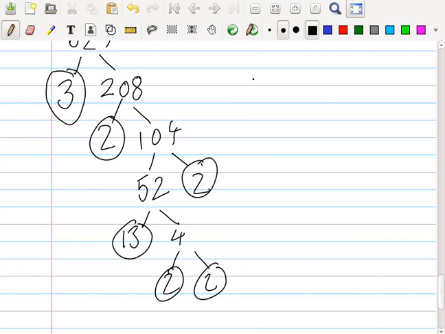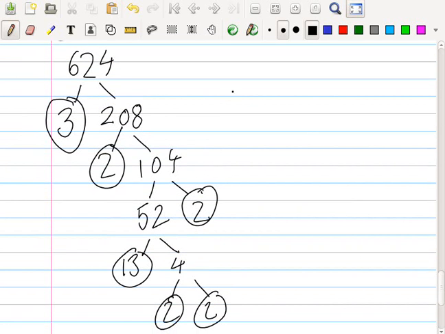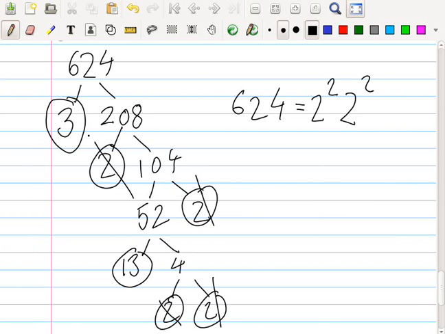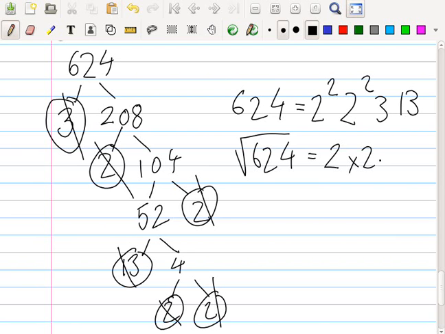So, if I try and get this all together, 624 equals, there's a 2 and a 2, so that's a 2 squared. There's another 2 and a 2, so that's a 2 squared again. And there's a 3, and there's a 13. So, root 624, what would that equal? 2 times 2 root 3 times 13. So that's 39. So that's 4 root 39.